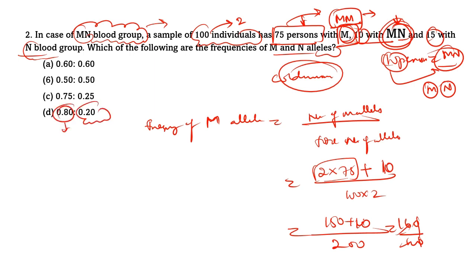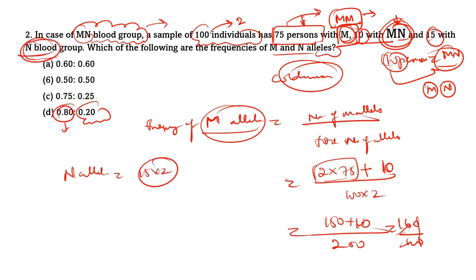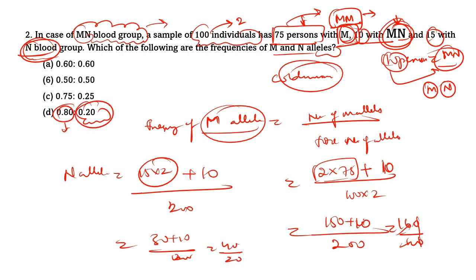So this was for the capital M allele. For the n allele, it is again the same. It would be 15 into 2, since there are 15 persons with the n blood group, plus the heterozygous, which will be again 10, divided by 200. So 15 times 2 is 30, 30 plus 10 is 40, 40 by 200. It will be again 0.20. So this will be your answer.